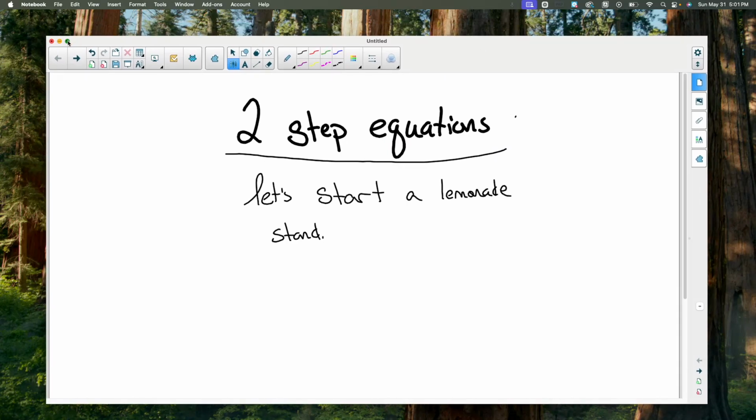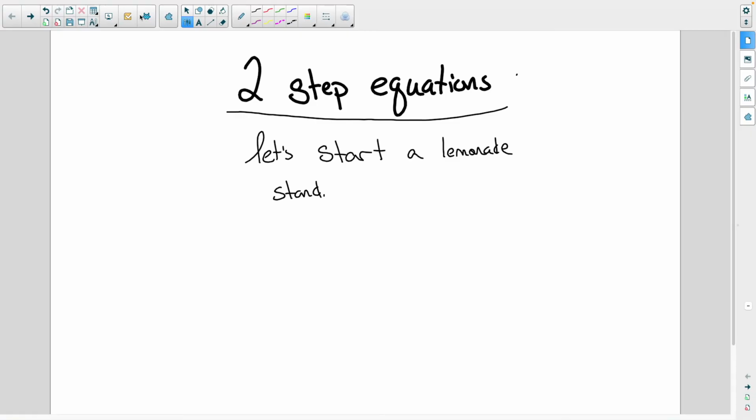Okay, so now we're going to do two-step equations. We're going to take a look at it from a practical standpoint, and like every kid wants, they really would love to have some money for the summer. Let's say we want to purchase the new Nintendo Switch, which I think is roughly $400. I don't know how much it is. We're going to say $400.